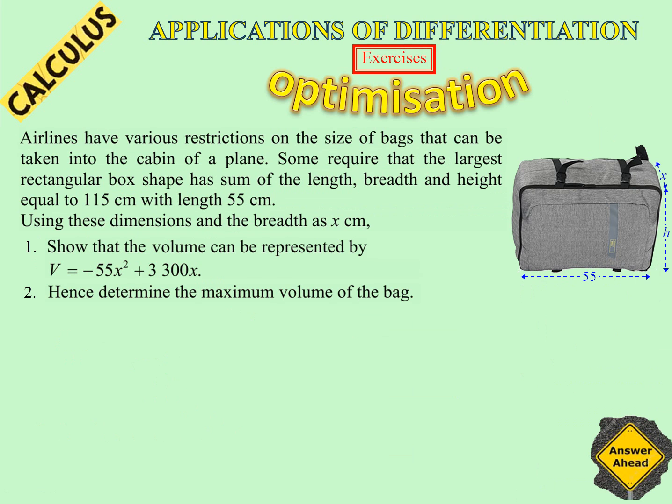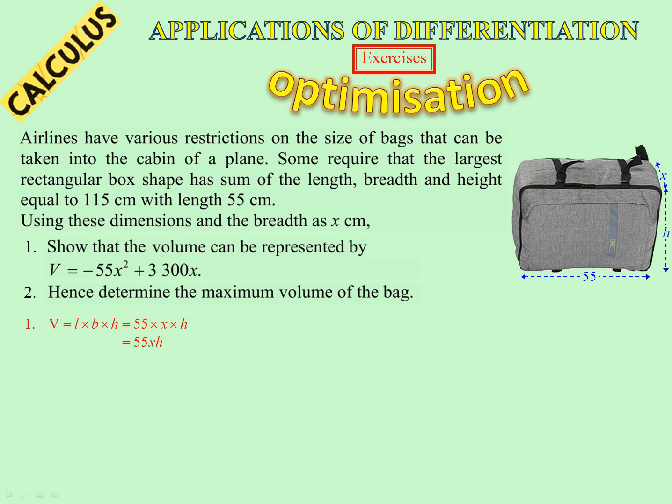Next question. Airline bag. The length, breadth and height must add to 115. Fussy airline this, with the length being 55. Show the volume can be represented by that. Well, you'll notice the volume is in terms of x. So therefore we have to find the volume, which is length times breadth times height, which is 55 times x times h.